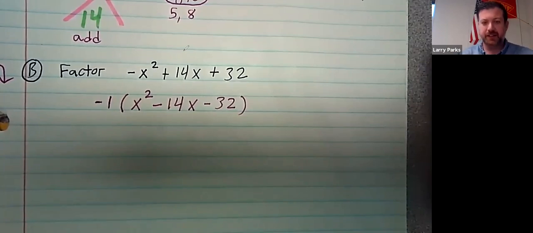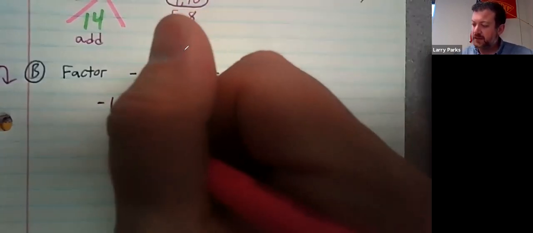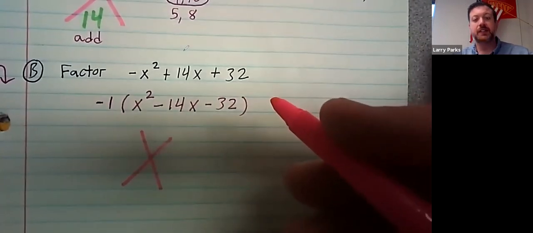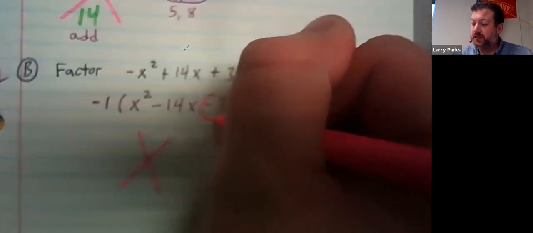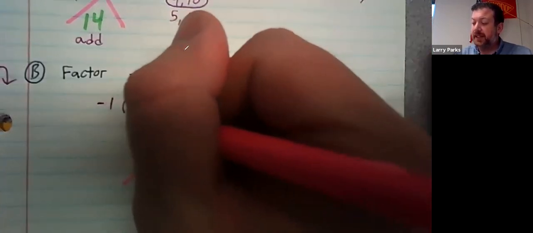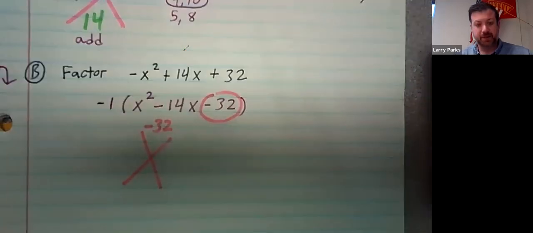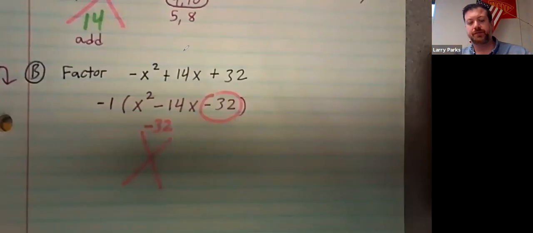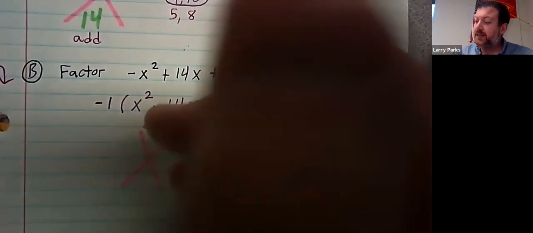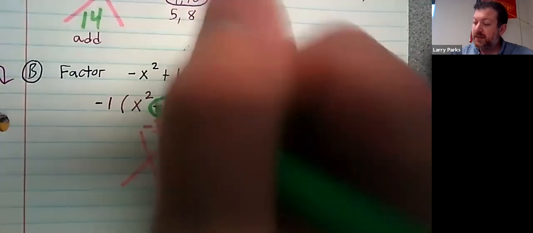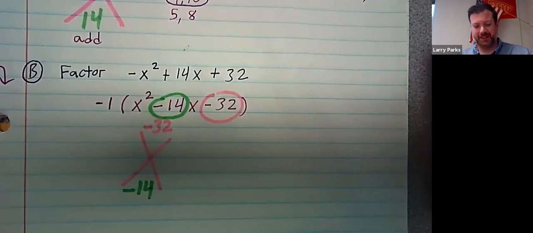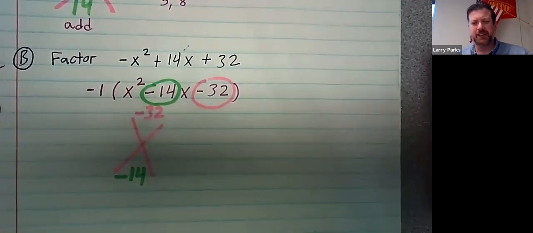So I do my factor x. And I'm trying to find two numbers that multiply to negative 32 but add to negative 14. This one's going to be trickier. So I'm going to have to go through and think about this one. 32.